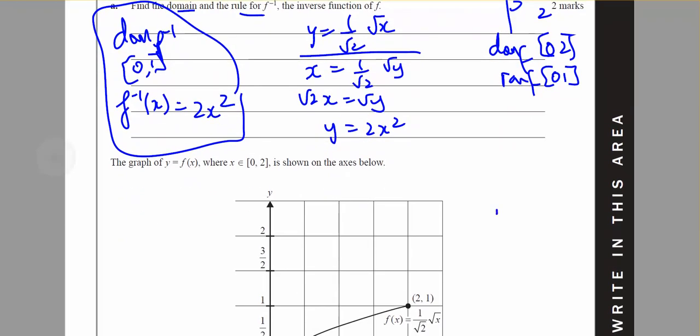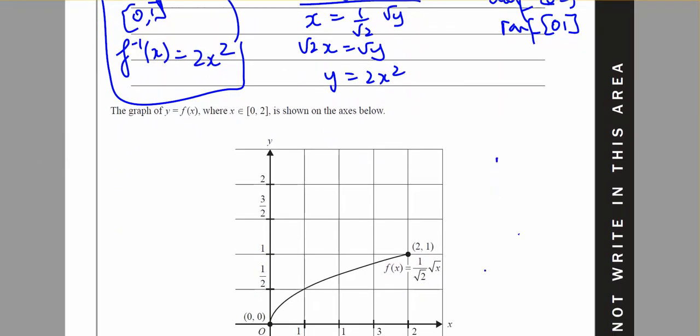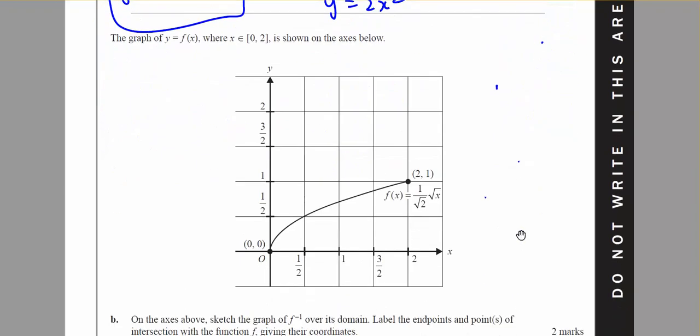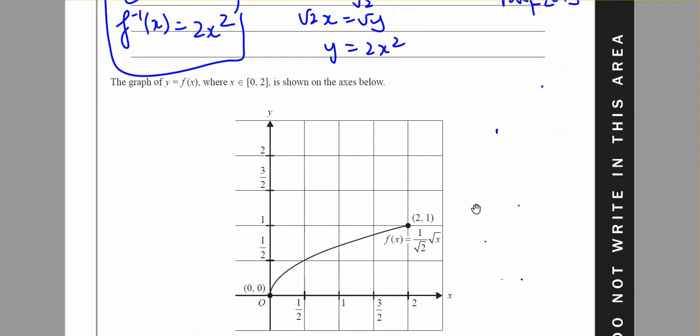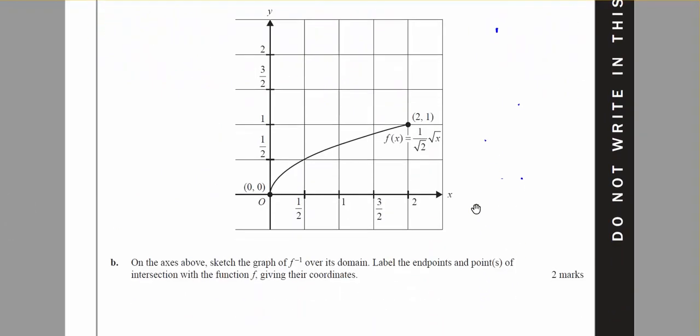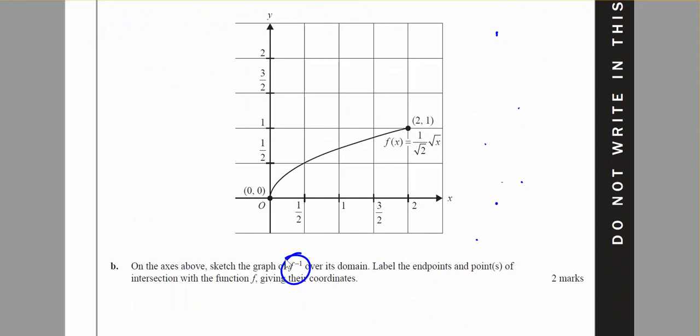Okay, so the graph of f has been drawn for me. I didn't need to do all that working out, I could have looked down here. And I'm then going to draw, on the graph, the inverse.